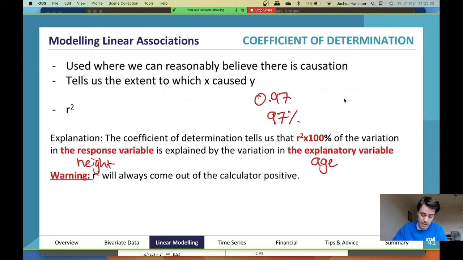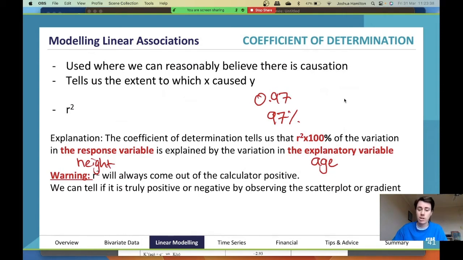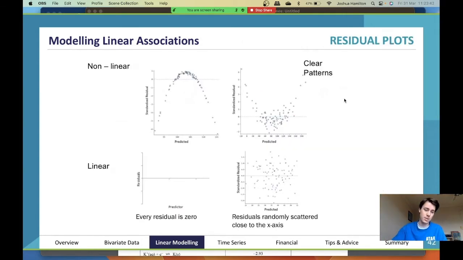So R squared will always come out of the calculator positive. That's another thing that's important. We can tell if it's truly positive or negative by observing the scatter plot or the gradient. So important.